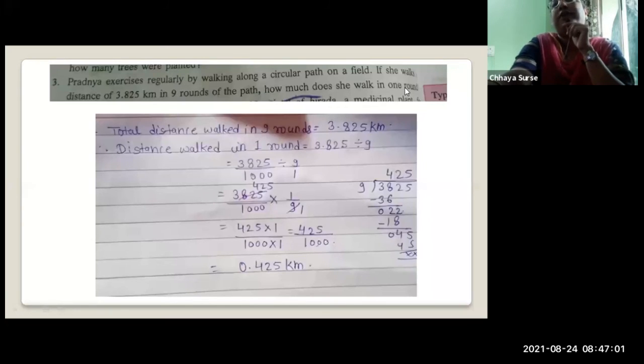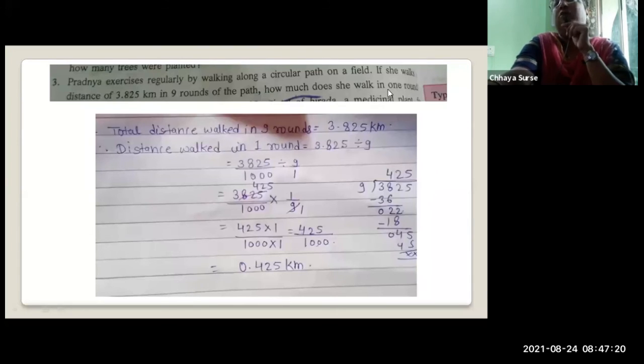But we want to find about the 1 round. That's why we are dividing. That's why we divide the total distance by the 9. Then we can find about the 1 round. Clear?